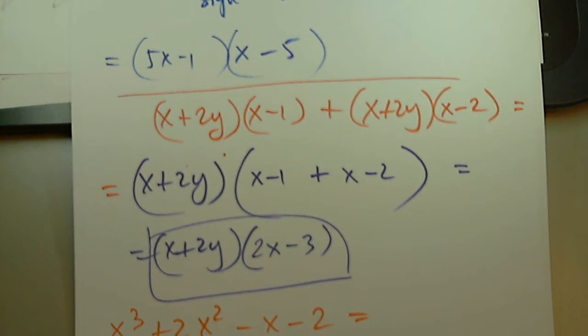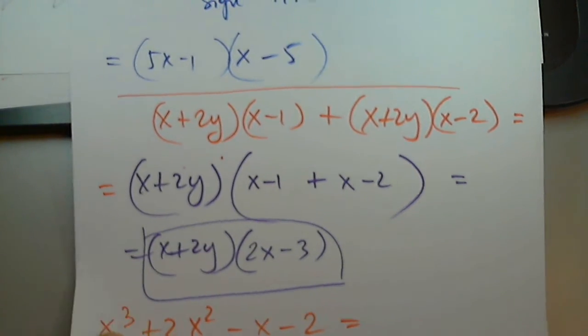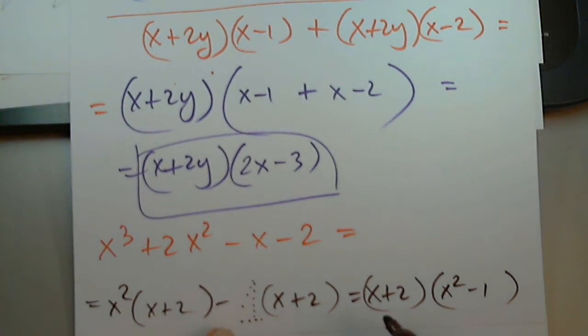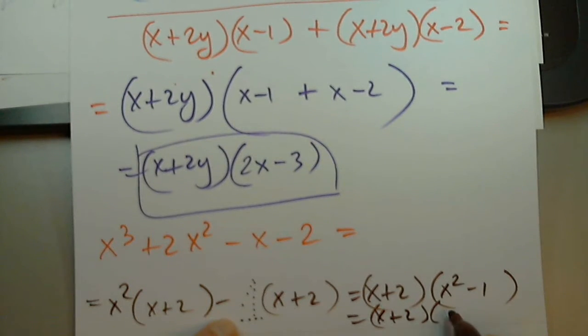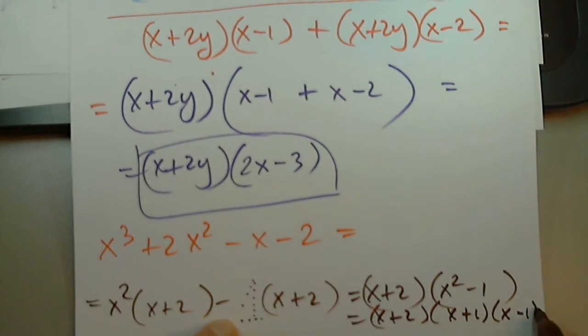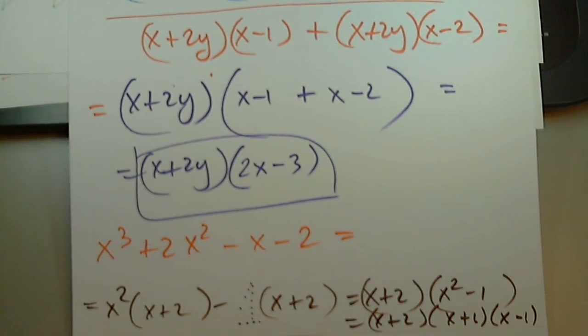How do I factor x squared minus 1? X plus 1, x minus 1. Correct. So this is x plus 2, x plus 1, x minus 1. Very good. Questions? Can I consider factoring done and we can move on to the second method?